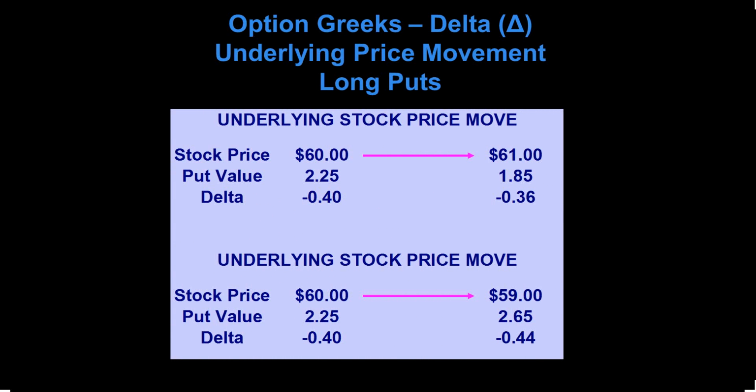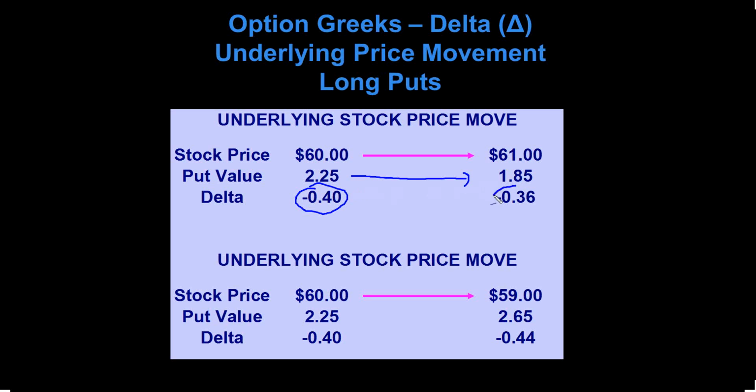Now let's look at long puts. Again, we're going to stay with delta here. Now I'm just going to put them both on the screen at the same time. A long put, if we go from 60 to 61, that's negative, right? Because remember, with puts, what are you? If you're long puts, you're bearish. So when a stock moves up, you're naturally going to lose value. Now, notice here the delta is negative because you want it to go down. That's what you want with a put.